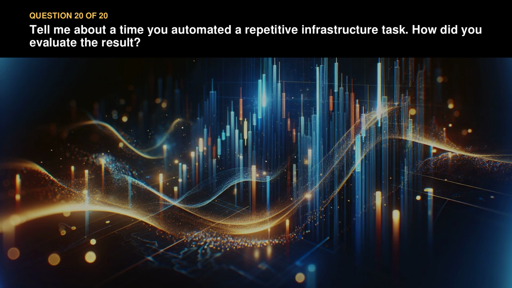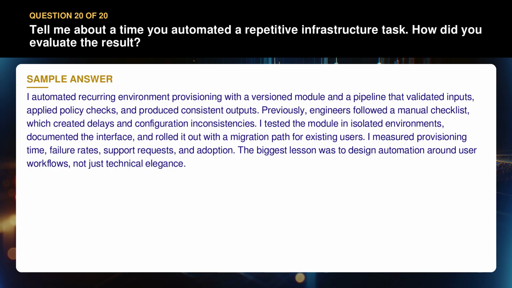Question 20. Tell me about a time you automated a repetitive infrastructure task. How did you evaluate the result? I automated recurring environment provisioning with a versioned module and a pipeline that validated inputs, applied policy checks, and produced consistent outputs. Previously, engineers followed a manual checklist, which created delays and configuration inconsistencies.